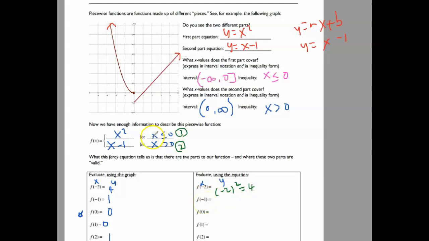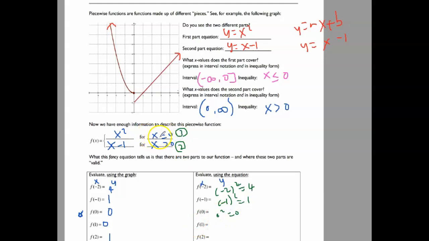Which one should I go with? Is negative 1 less than or equal to 0, or greater than 0? Negative 1 is less than or equal to 0, so the first one again. Negative 1 squared is 1. Now 0. Is 0 less than or equal to 0? Is 0 greater than 0? It's less than or equal to 0, so 0 squared is 0.